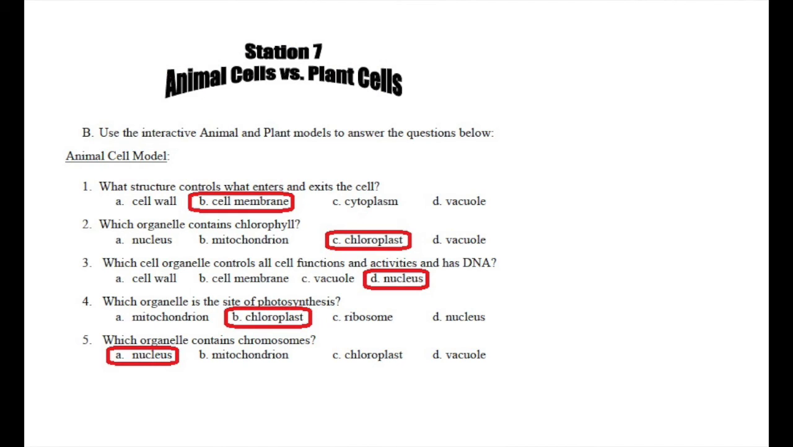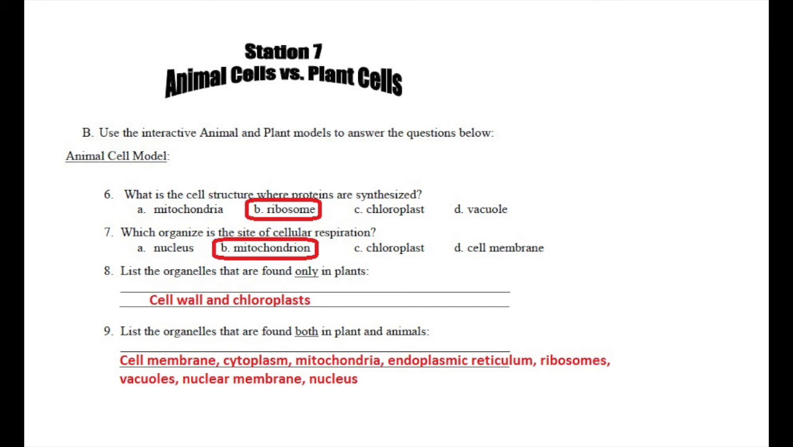All right, going through here, the structures that control what enter and exit the cell are the cell membrane. The organelle that controls chlorophyll is chloroplast. That is one of the 2 that is only found in plant cells. The organelle that controls all functions of the cell and has the DNA for the cell is the nucleus. The organelle that is the site of photosynthesis is the chloroplast again. That's why it has chlorophyll. And then the organelle that contains chromosomes is the nucleus. Then the structure that makes proteins is the ribosome, which is located on the endoplasmic reticulum.